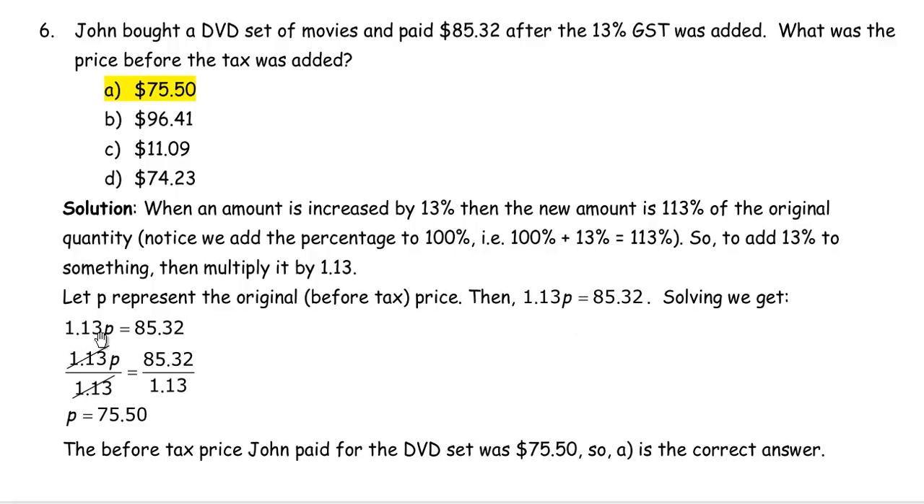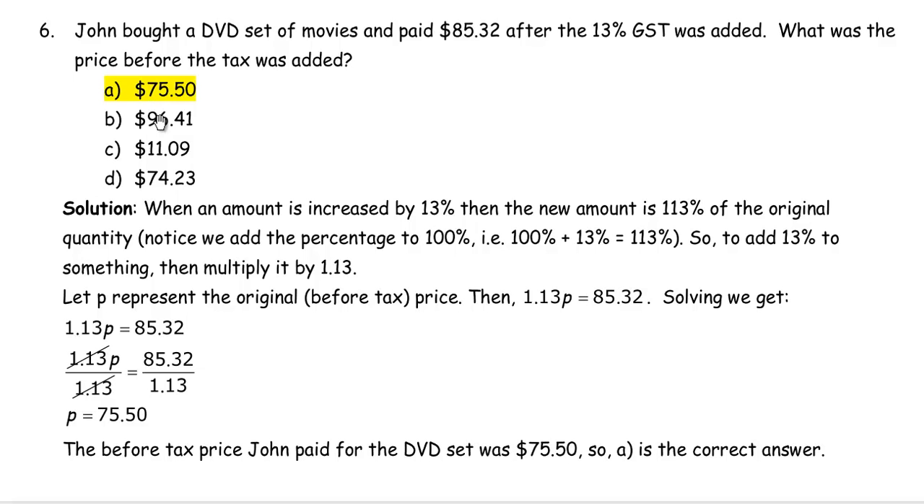Now the 1.13 is multiplied by P, so we can undo multiplying by 1.13 by dividing by 1.13, and that's what this next line is here. Each of these is divided by 1.13, both sides of the equation. So the 1.13 is divided out here, and that's why we get P just alone, isolated on the left, and 85.32 divided by 1.13 is 75.50. So the before tax price was $75.50, which is answer A.